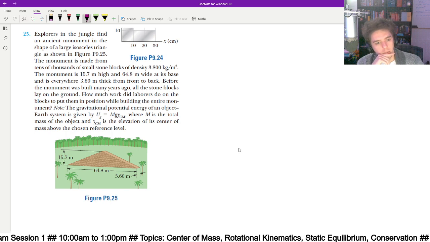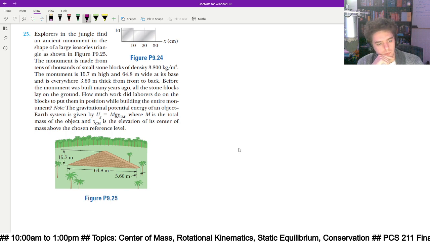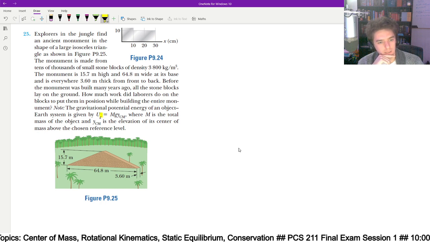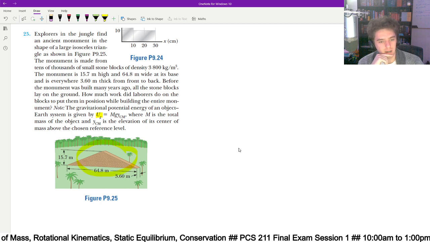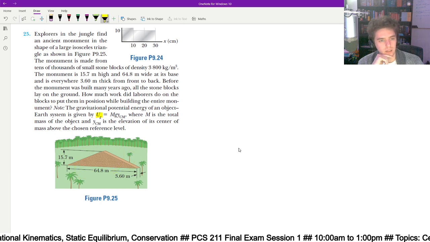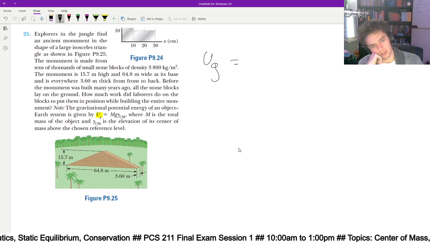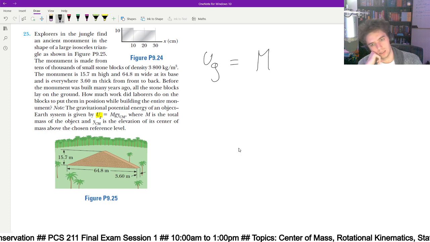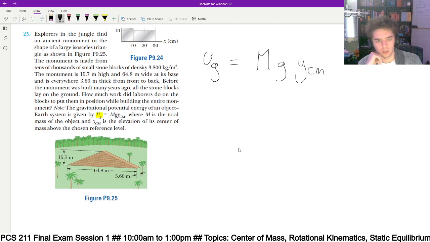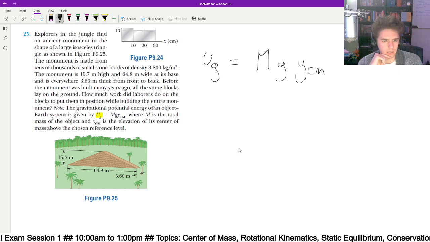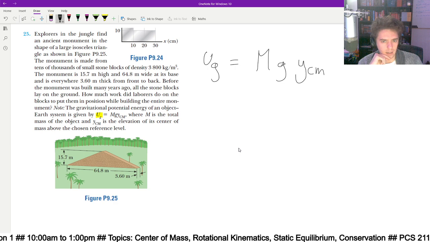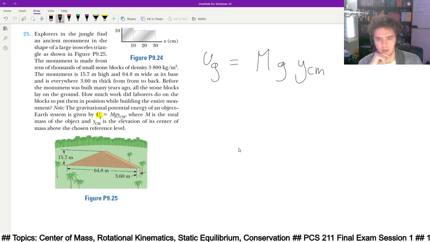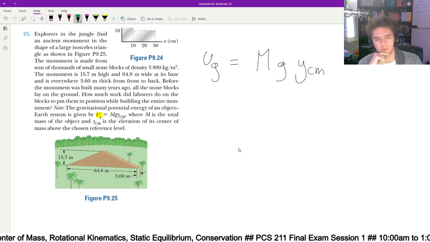So we're looking for how much work was done by the laborers. I think we're pretty much trying to figure out the gravitational potential energy of this piece. So U_G equals M, the whole mass, times g times y_CM. The total mass we don't know, but we know the density and we can find the volume, so we can find the total mass. Maybe we'll do that first.